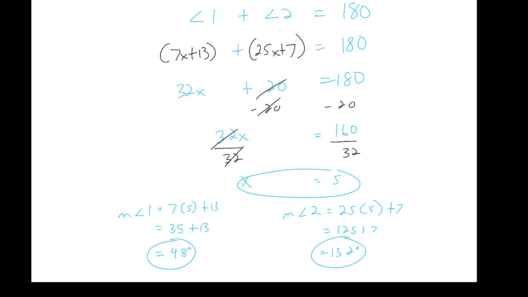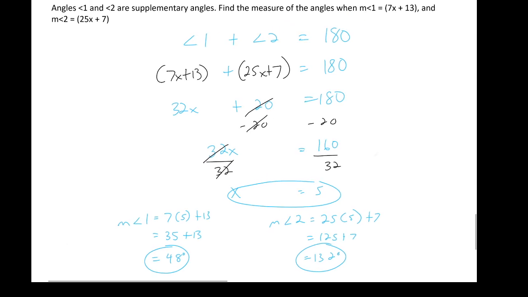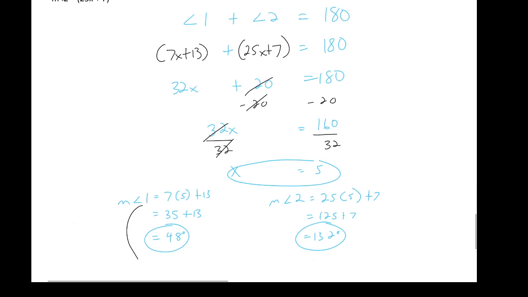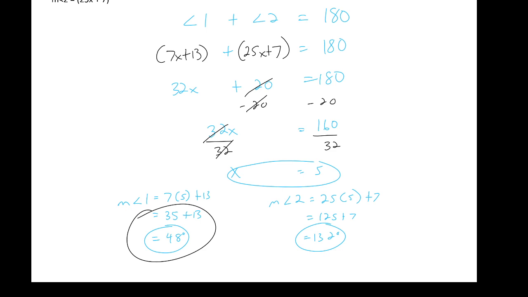Now, you may be thinking right now, Mr. Granados, there's got to be another way about this, because what you told us is that these guys are supplementary. So the sum is 180, and if we know the measurement of 1 is 48, couldn't we just do 180 minus 48 to get the other angle? And of course, that's the case, right? That it's going to work.